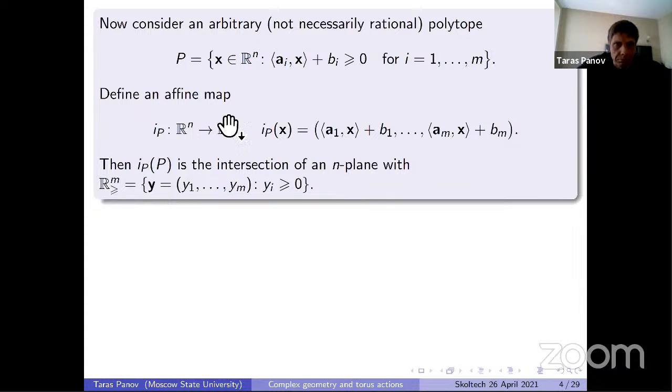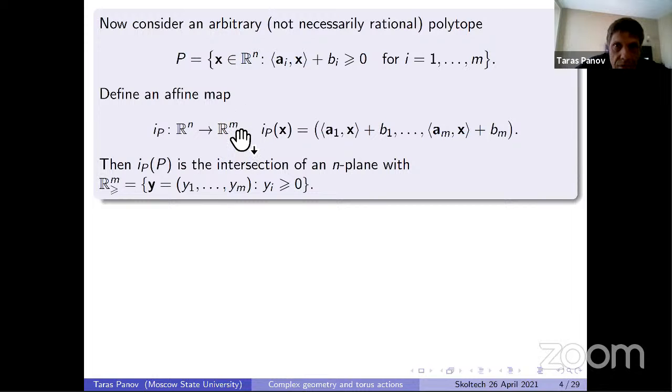Now, how to define this moment-angle manifold abstractly from just an arbitrary polytope? You write down a polytope, you write down a map like this. So this polytope sits as an intersection of half spaces inside n-dimensional space. And you send a point in your n-dimensional space to m-dimensional space by just sending it to the left-hand sides of those equations defining your polytope. And in this way, you get an affine equivalent copy of your polytope inside this high dimensional space.